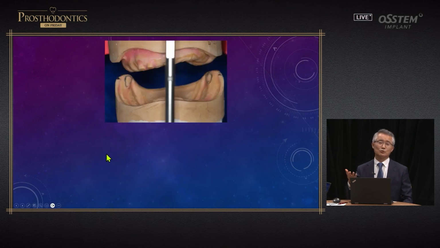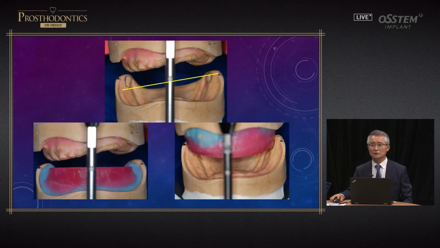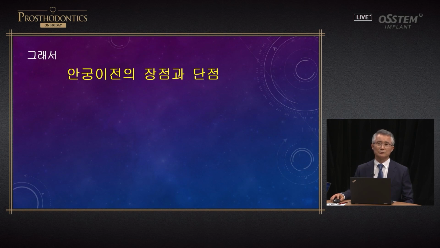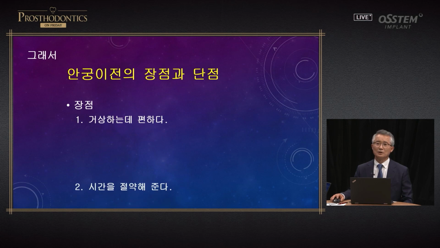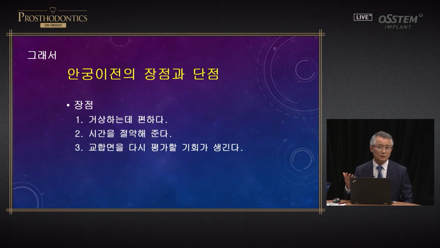There was significant inclination and canting here. We can make this kind of wax rim at the lab. That is why I think face bow transfer is very important. There are advantages and disadvantages. It's very easy to do articulation. Once the mounting guide is used, it's very simple and time can be saved. And you can evaluate the occlusal plane once again.